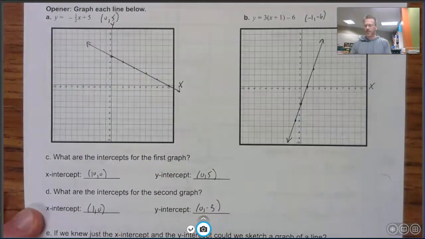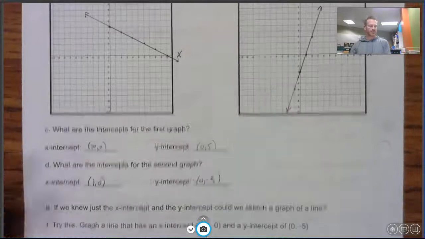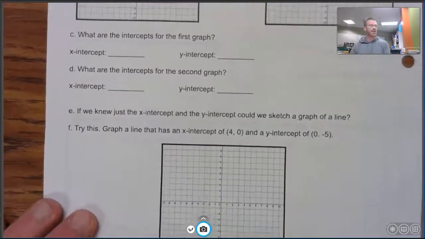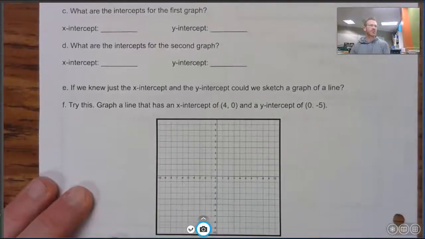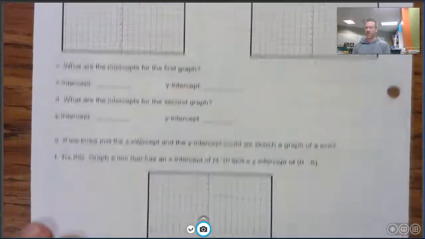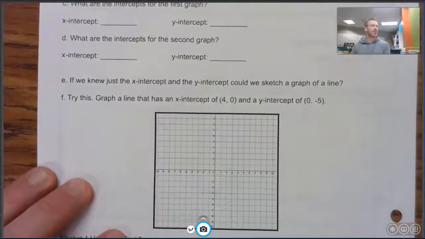So now here's the question. If you just had an x-intercept and a y-intercept, could you sketch the graph of that line? If that was the information we had, could you sketch a graph in the same way that we sketch graphs here for parts A and B? Let's look at that.